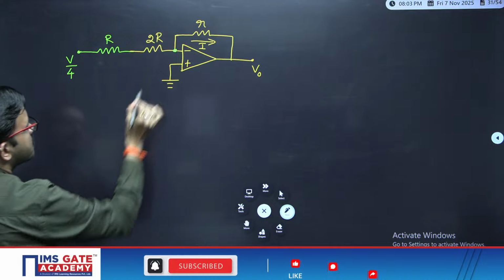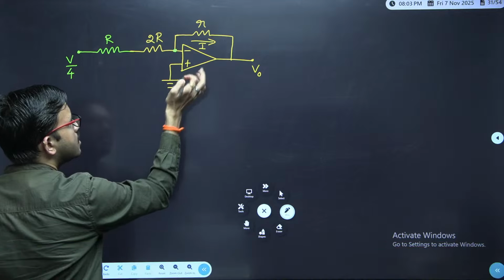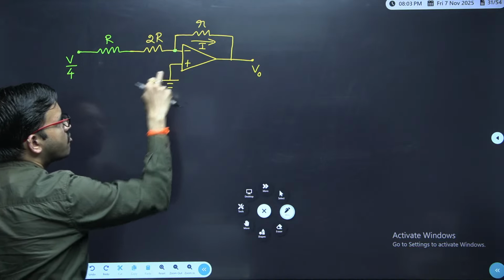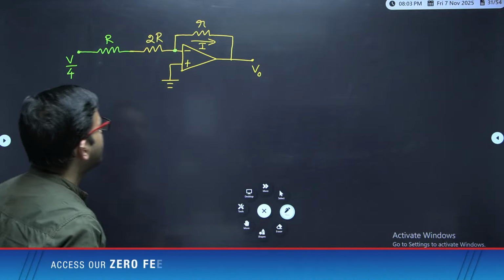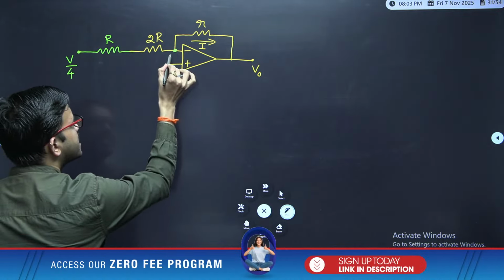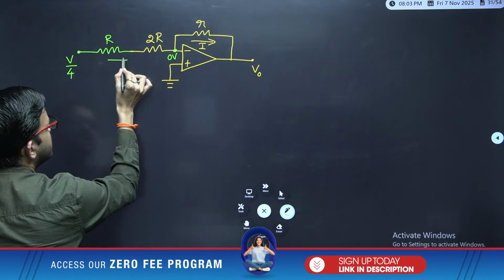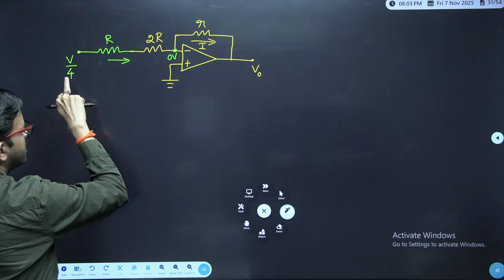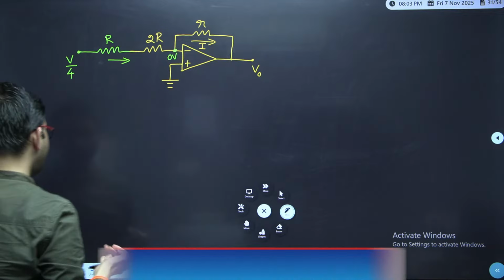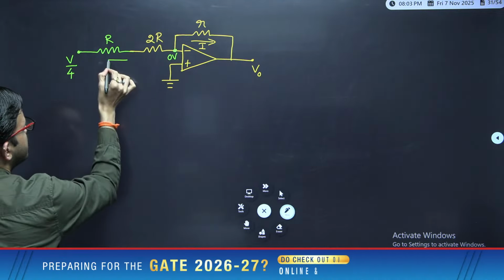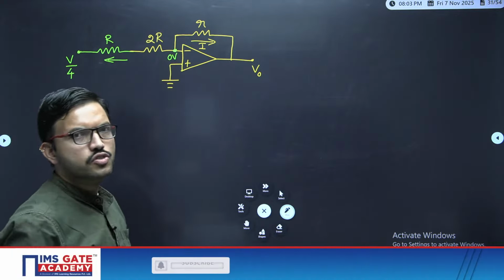I hope all of you know this concept regarding virtual short. For the op-amp, whatever voltage you have at the positive terminal, exactly the same voltage you get at the negative or inverting terminal. Since here it is 0 volt, exactly the same 0 volt you get here. Current is flowing like this, suppose, because the voltage source here is V by 4 and here 0. Or, like in network theory, if you want to assume the current is flowing the other way, you can consider that, no problem. In any manner you can solve it.